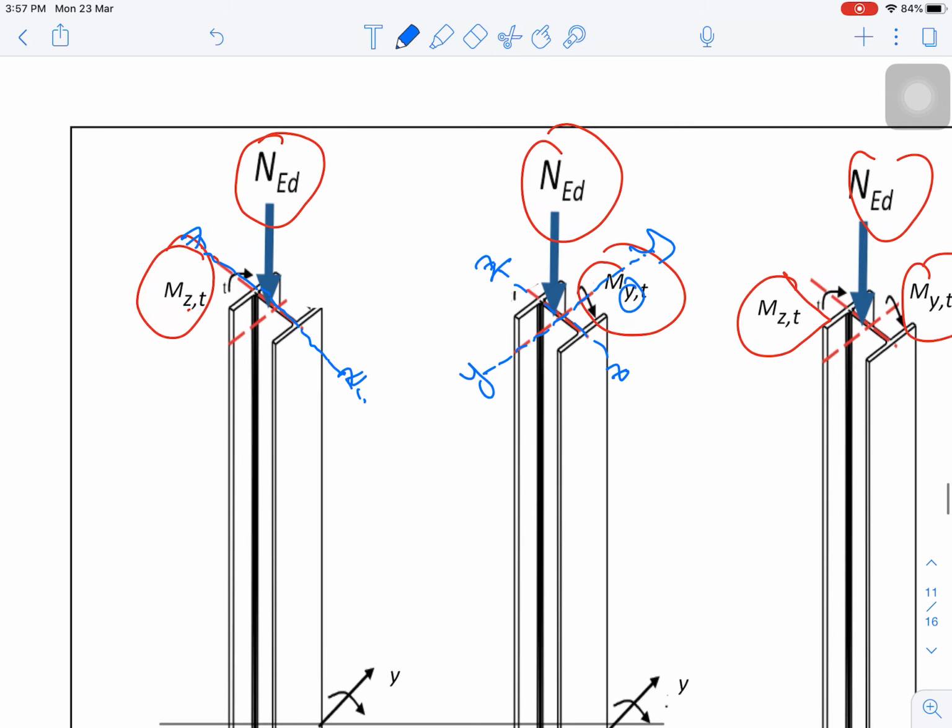Then there is the reason why it is a moment about the Y axis. It really depends on where the load is applied. For example here, if there is a load here and there is an axis here, this is the eccentricity e, and that will cause bending about this particular axis, which is Z and Z. Okay. All right.